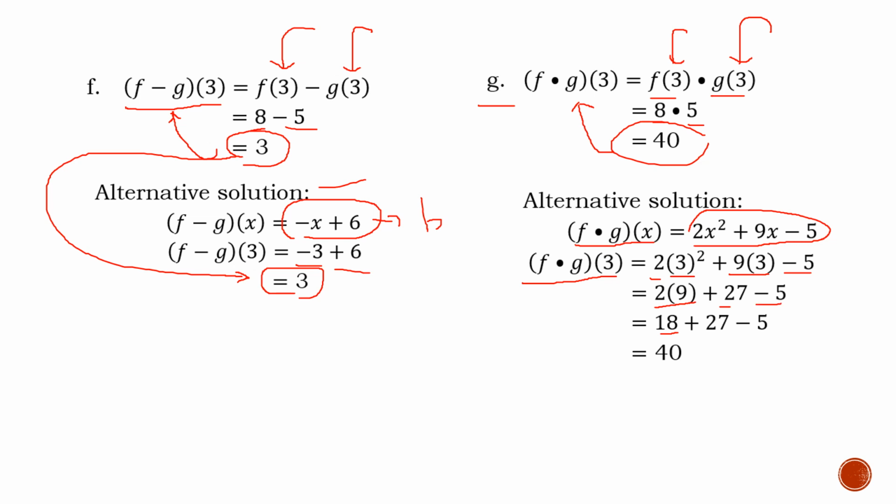So 18 plus 27 is equal to 45 minus 5. So our resulting value for this alternative solution is 40. So it's the same answer from our first way on how we solve this f multiply of g of 3 here for letter G.